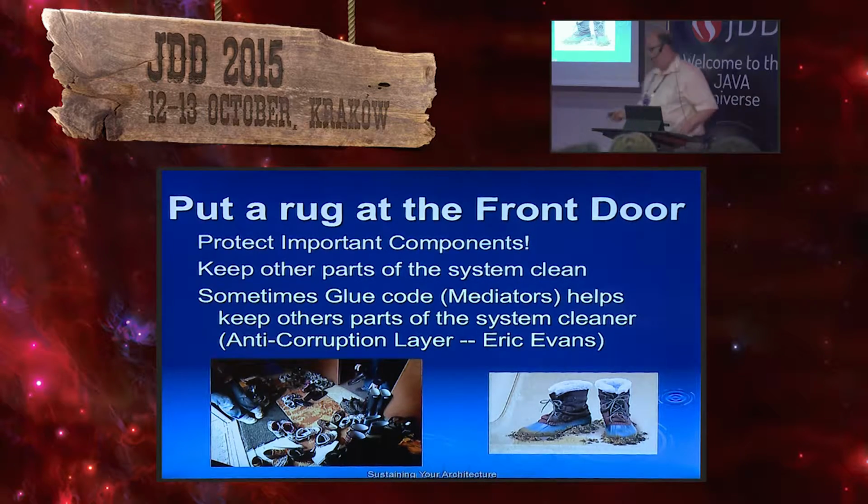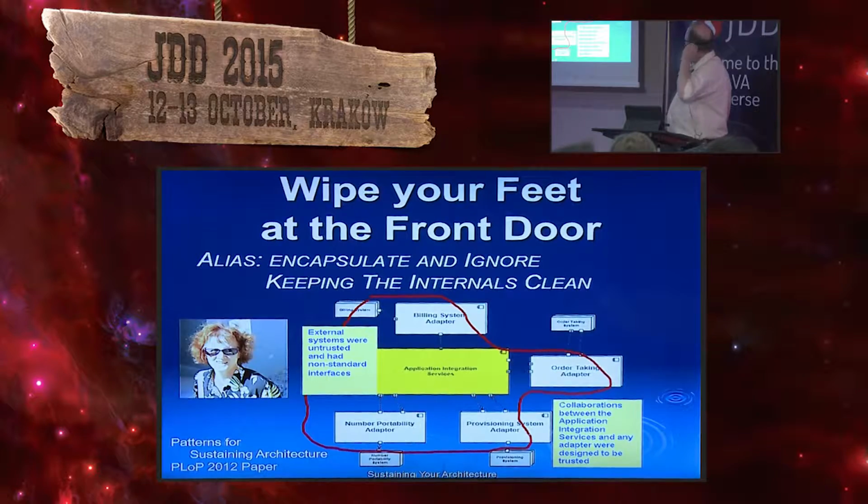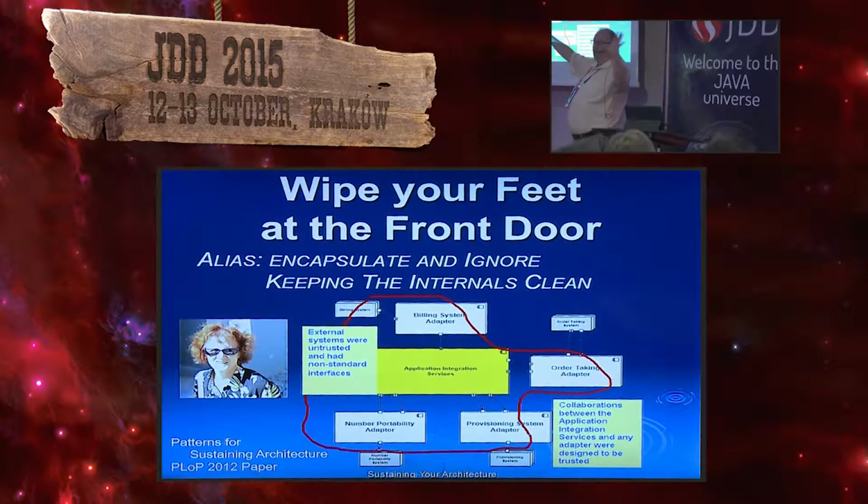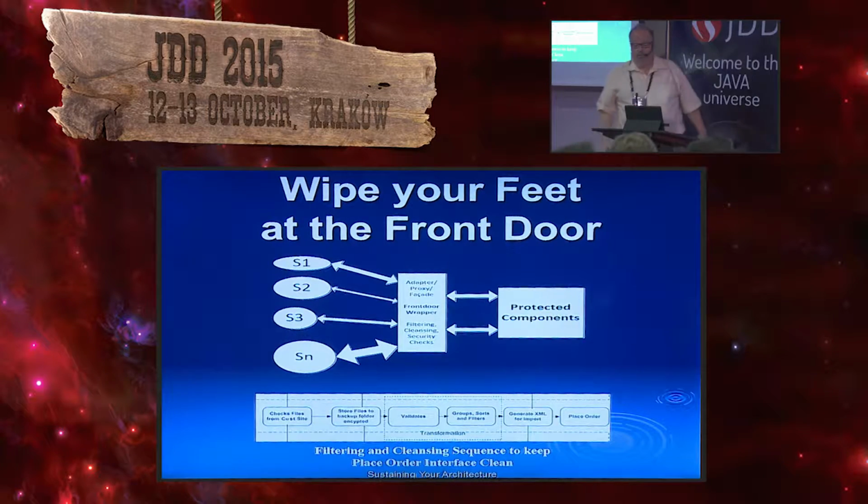and let that be where a little bit of the mess is, but it protects your internal components. And so, for example, when you wipe, we talk about encapsulate and ignore, you might have some protected pieces here, and they're working real well, but you have a lot of external clients. And you really want to be able to do collaborations and make sure everything works well and handle all these other things.